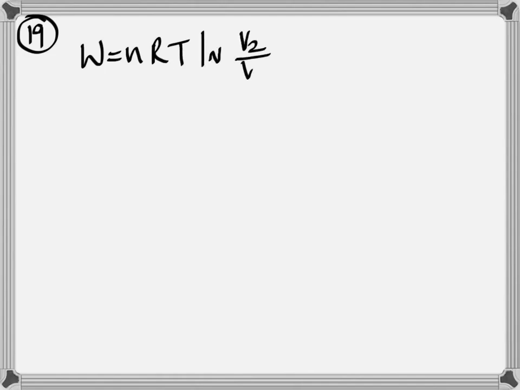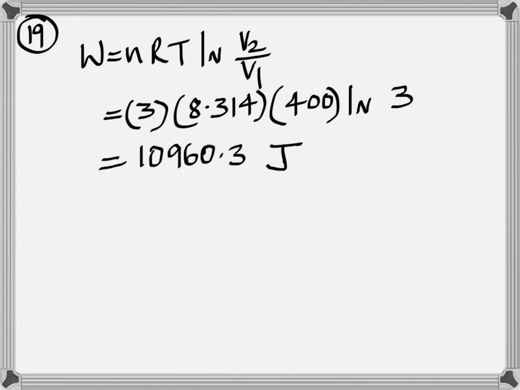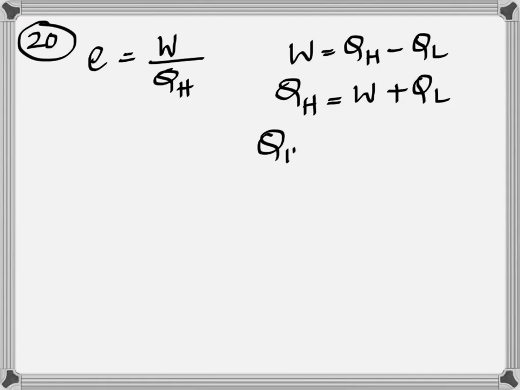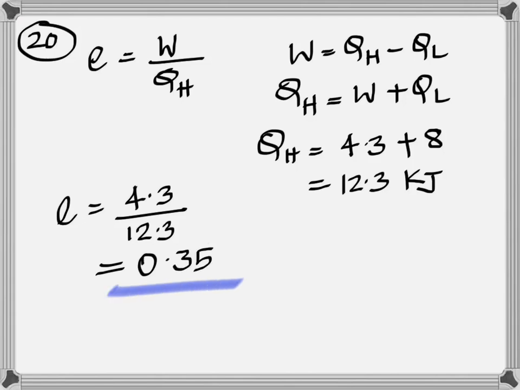19. Again, the work done during an isothermal change. Straightforward, direct question. Efficiency of any engine can be found out using work over QH. That gives QH 12.3 kilojoules, and so the efficiency is 0.35.